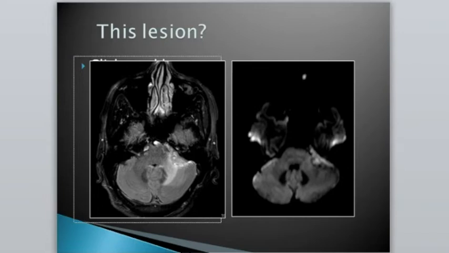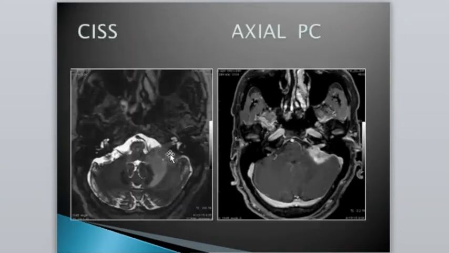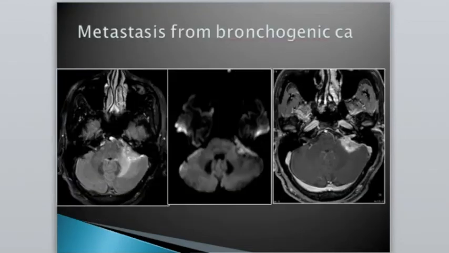So what about this lesion in the CP angle cistern? This is also broad-based, exhibiting restricted diffusion, but there is perifocal edema there. And on the CISS image, you can see it is extending into the IAC with homogeneous enhancement. This was an example of metastasis from bronchogenic CA.